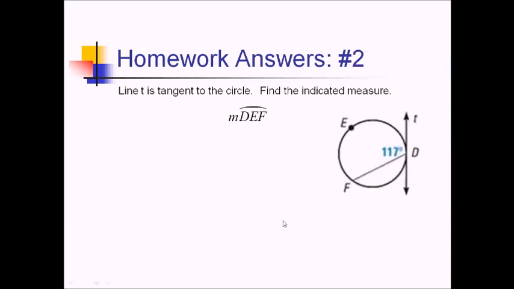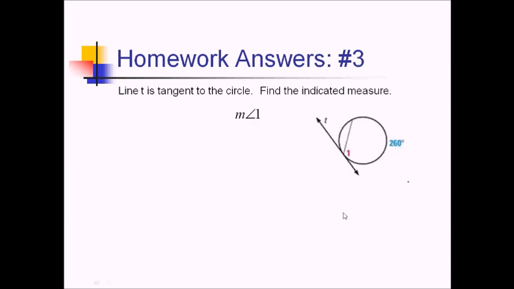For number 2, we're trying to find the measure of arc DEF, this big arc here. We've got a tangent and a chord intersecting, giving us this inscribed angle of 117 degrees. So DEF is going to be twice that, which means we're going to have 234 degrees.